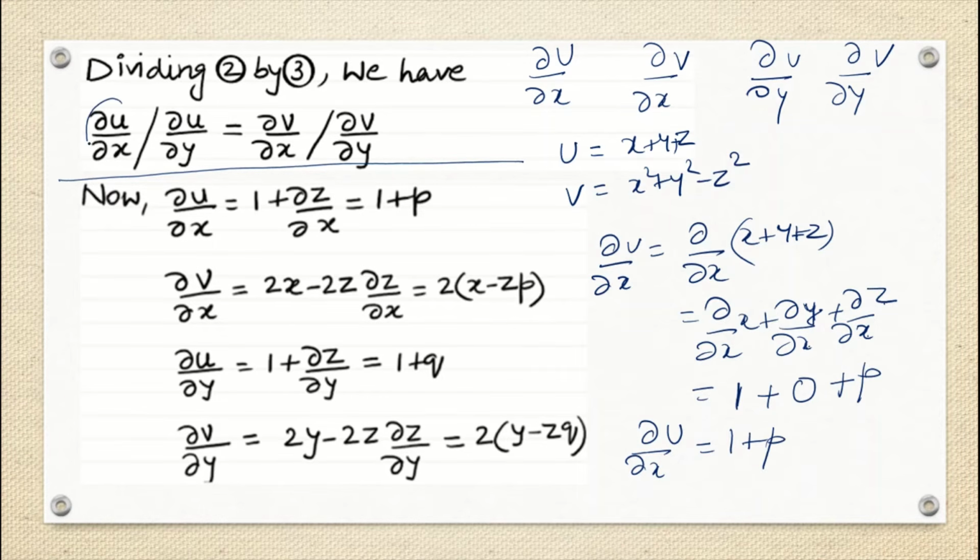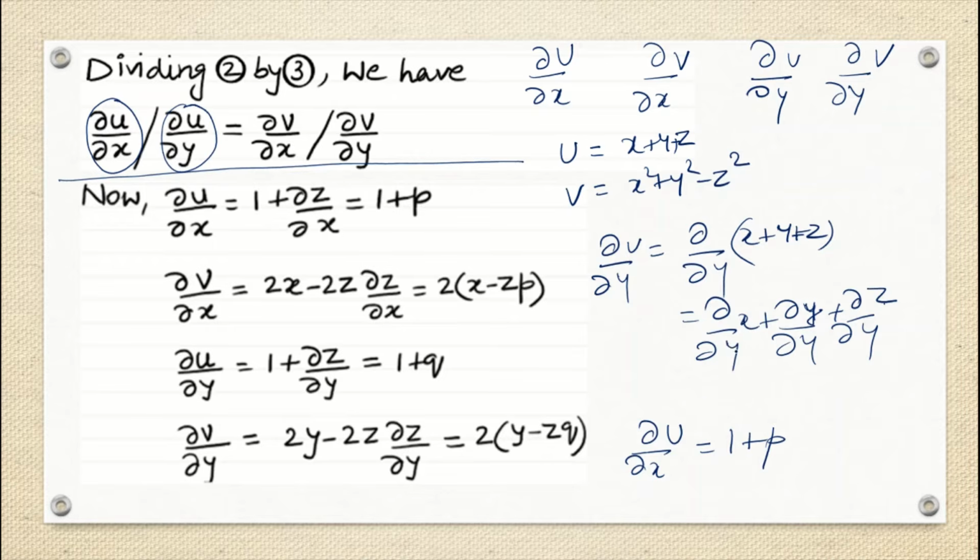So del by del x of u I have got. Now I have to find del by del y of u. If I write down here del by del y of u, I just have to rewrite it with y. So that means it will give you how much? This is nothing but, if you see here, this is going to give me.